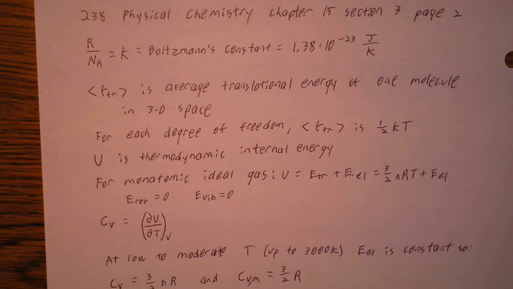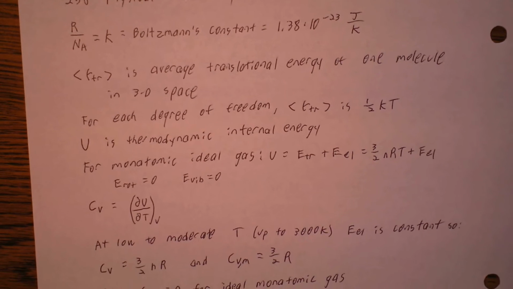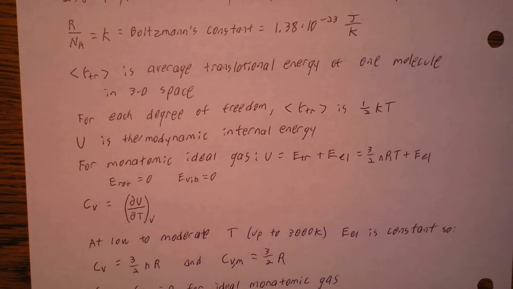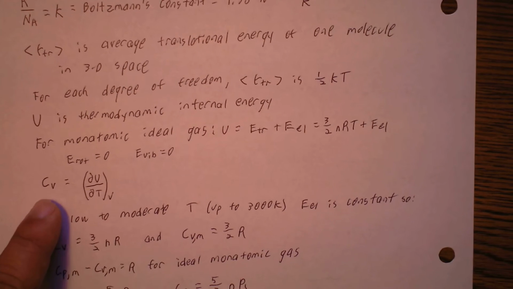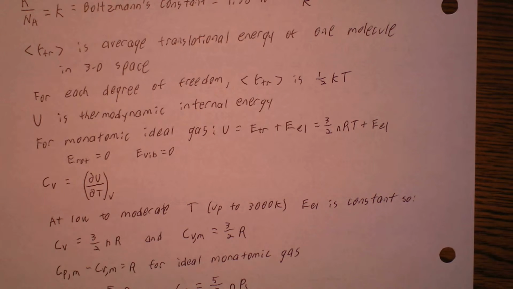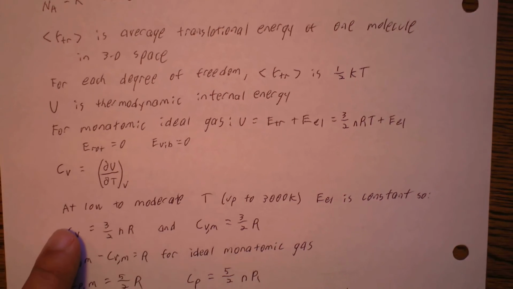Now U is, remember, the thermodynamic internal energy. So for a monatomic ideal gas, U is going to be equal to the energy of translation plus the electronic energy. So we get 3/2 times N times R times T plus the energy from electronic energy levels, because we're going to say that rotation and vibration are equal to 0, since an ideal gas doesn't have that kind of motion. So the heat capacity at constant volume is going to be the partial derivative of internal energy with respect to temperature, holding volume constant.